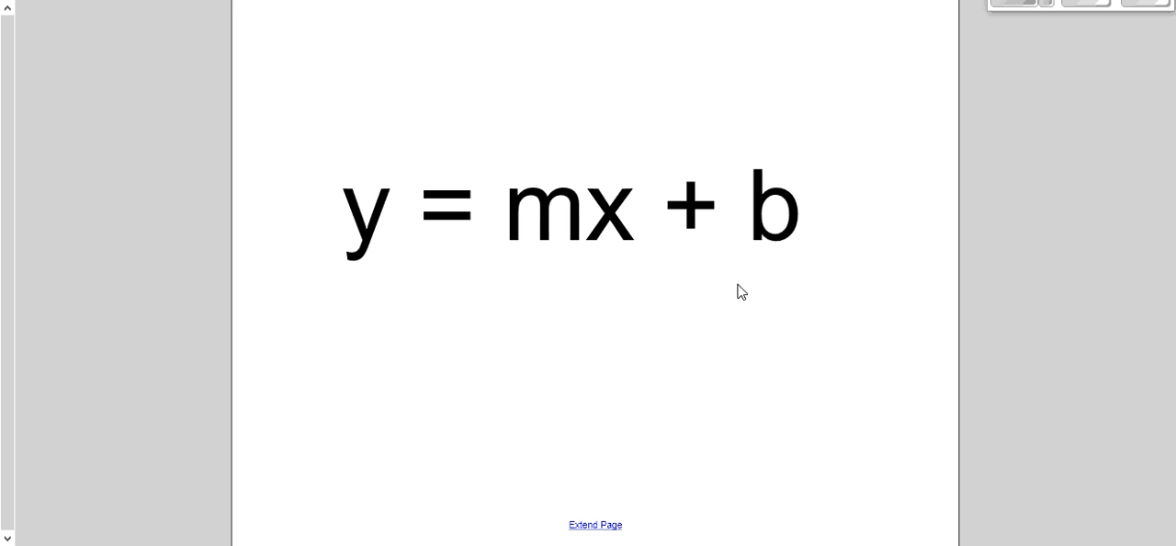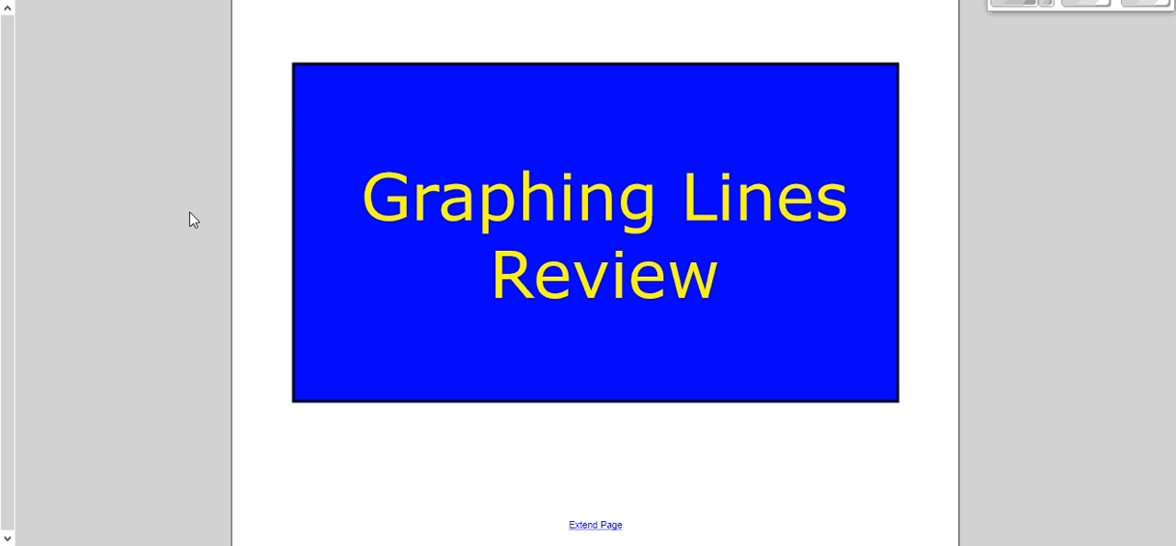Let's take a look at y equals mx plus b. This you probably recall from grade 9. It was in our linear relations units where we talked about a line, and that's what this represents. This represents an equation of a straight line and all the different properties that it holds. So let's take a look at this. We're going to begin today with just graphing, so how to graph these lines if you're given an equation.